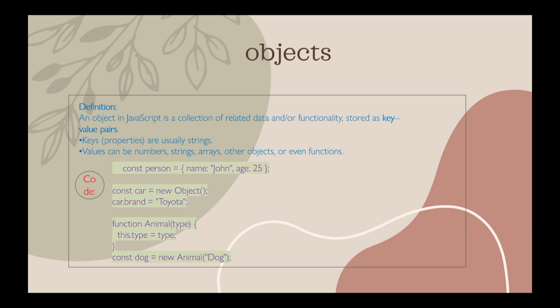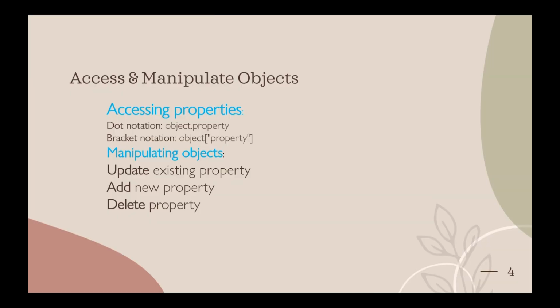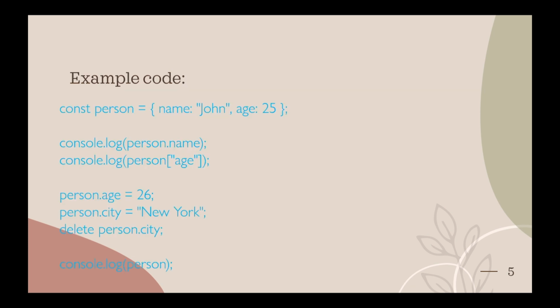And coming to how to access and manipulate objects. Accessing objects is done by the dot notation, object dot property, and bracket notation, object open brackets property. Manipulating objects, we can update the existing property, we can add new properties, and we can delete properties of the objects. Example code, you can look at the above example which is displayed on your screen.